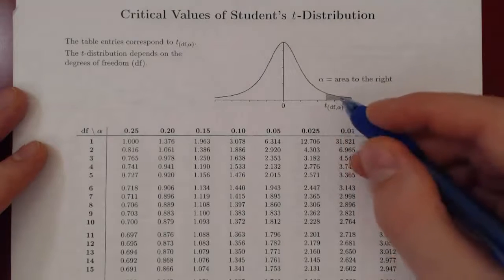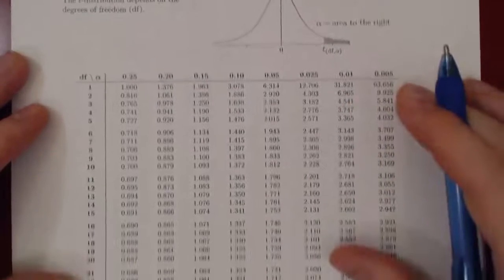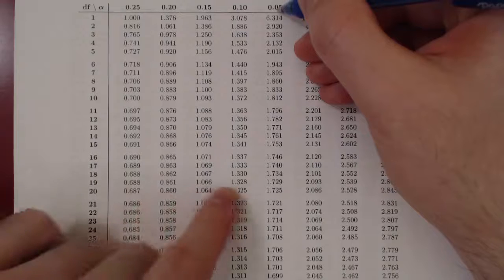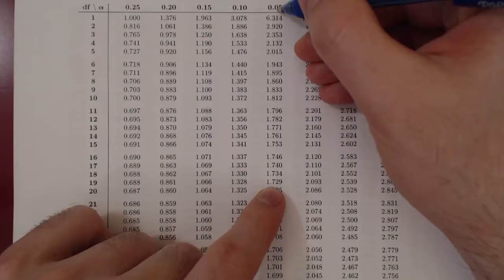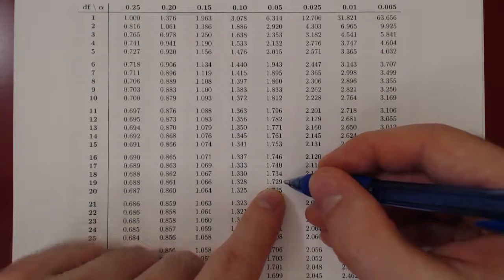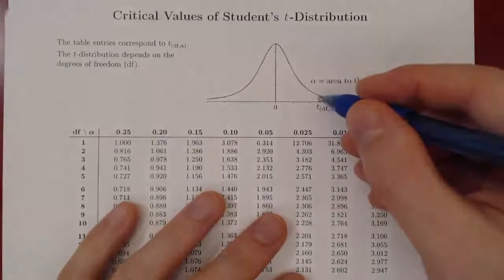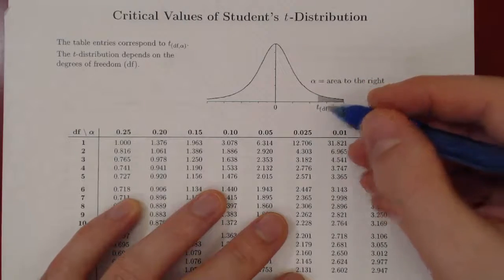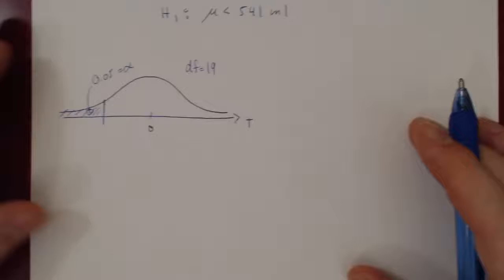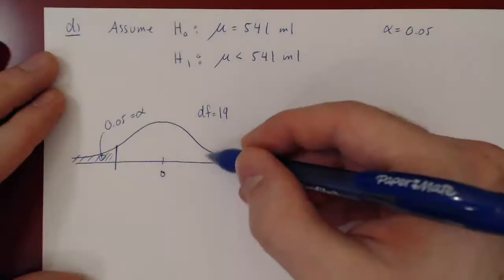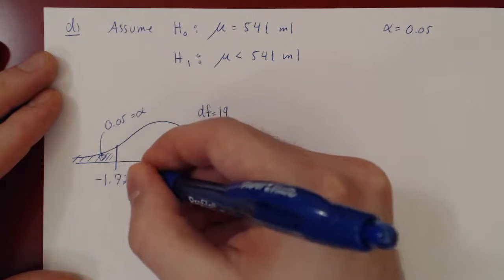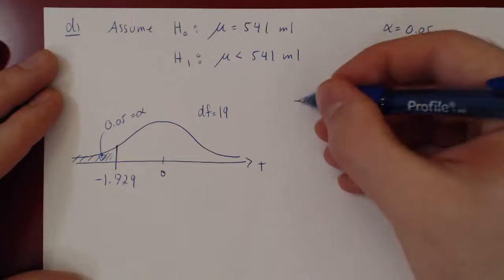We'll take an area of 5%, and we have 19 degrees of freedom. So let's see. With an area of 5% to the right and 19 degrees of freedom, we find a t-score of 1.729. So you see that if the area here is 5% and we have 19 degrees of freedom, the t-score is 1.729. So we go back to our picture. This would be 1.729. Reflected, you get negative 1.729. And now we have our rejection region.